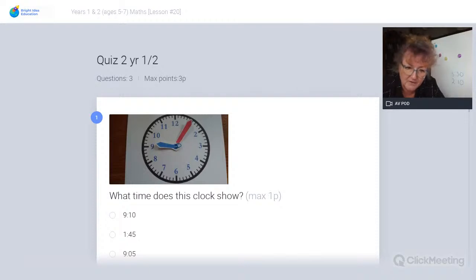Remember, the hour comes first. The short hand is pointing to the hour. The short hand is not pointing to 1 o'clock. So just have another little look. Person who's put 1:45, have another little look. So remember, do not worry if you get it wrong. Only you know that. Nobody knows who you are, apart from you. I hope you know who you are.